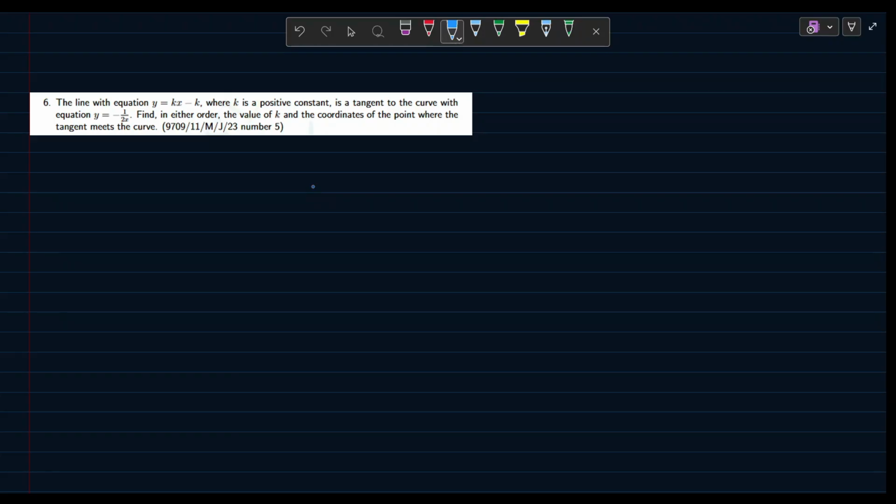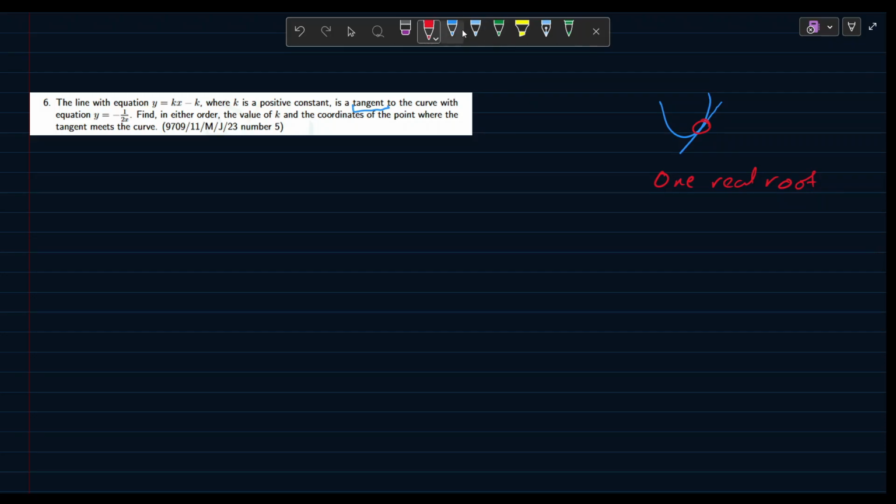Alright, so here the keyword is tangent. The line is tangent to the curve. So say you've got a quadratic curve and you've got a line that is tangent to that curve. What that means is that they intersect at only one point. Okay? And so if they intersect at only one point, it means they only have one real root.